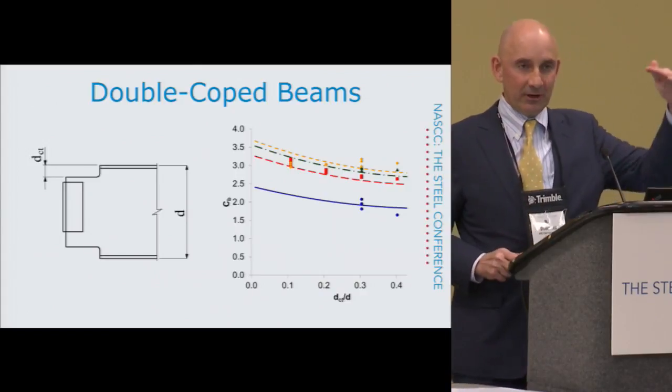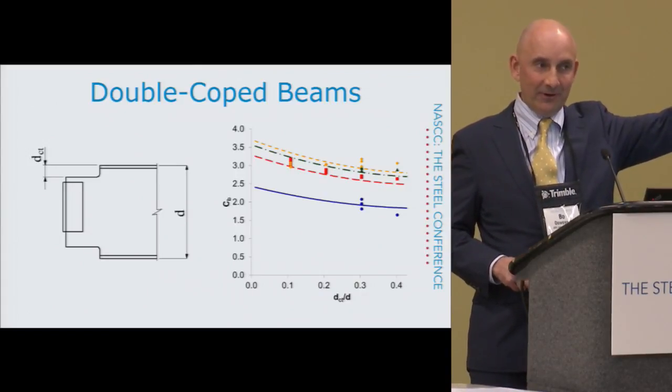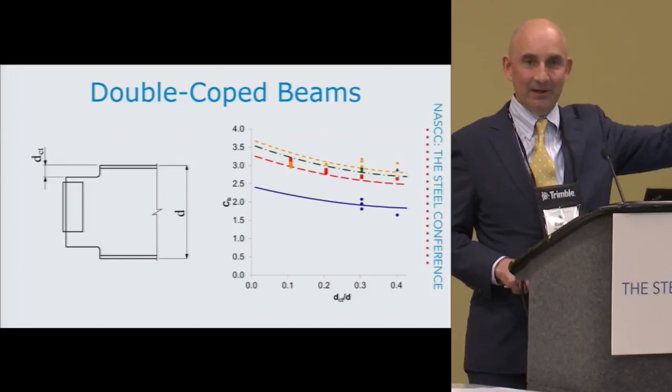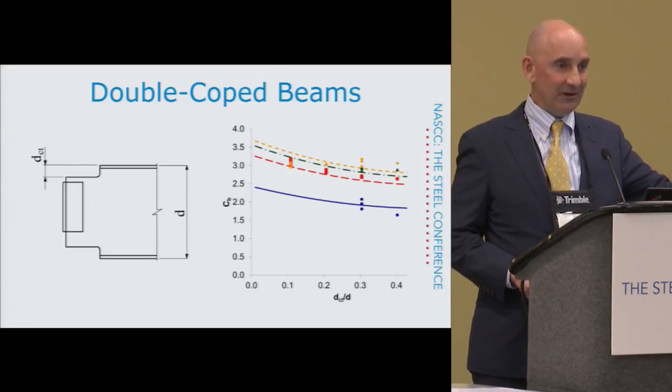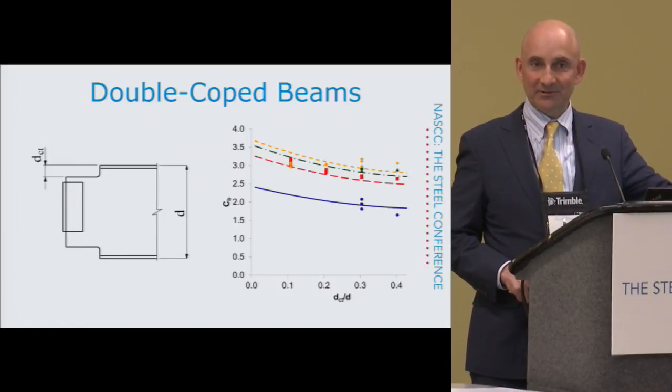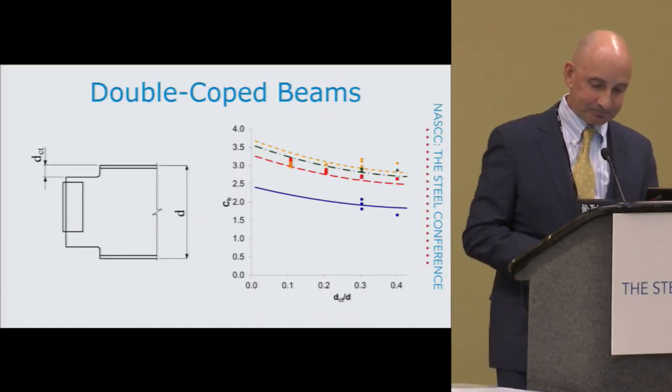So the first thing we're going to do is go to the manual, calculate L sub B and C sub B, and then we're going to go into the spec and calculate from spec section F11 what the strength is based on that L sub B and C sub B.